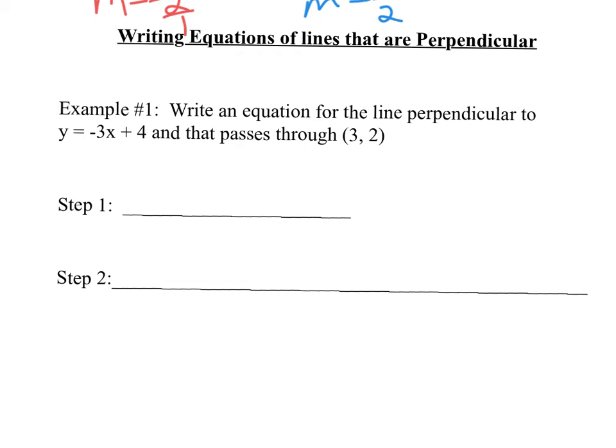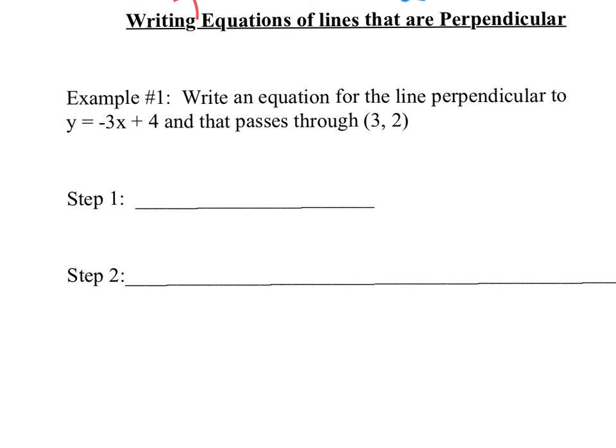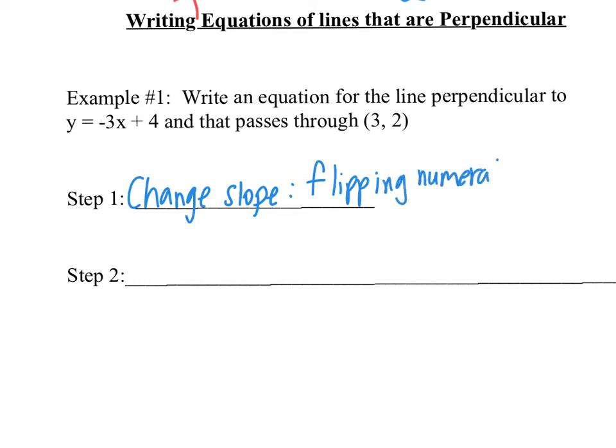Except, are we going to keep the same slope? No, we're not. What do we need to do to the slope? Flip. Change the slope by flipping numerator and denominator. I'm just going to abbreviate denom. And doing what? And change the sign.